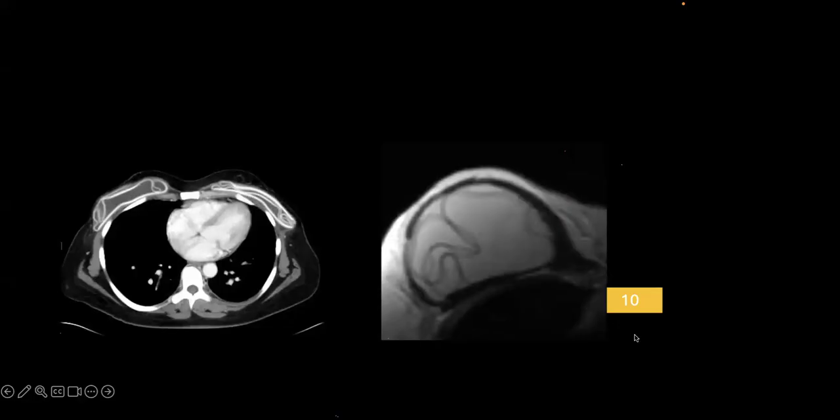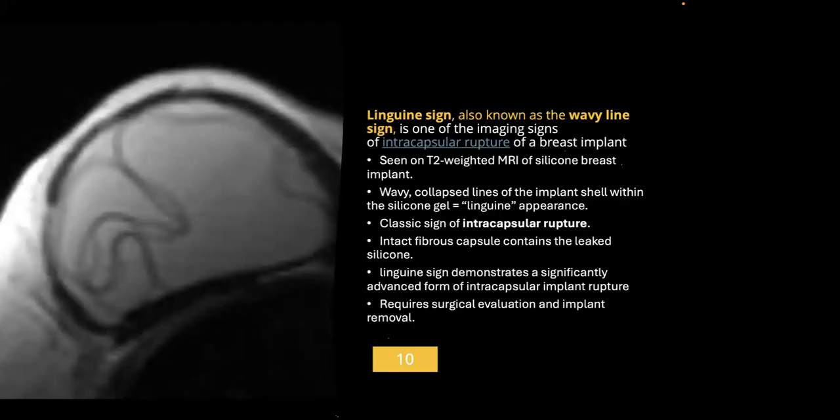Okay, how about this? It's a very classic appearance. You have to name the sign if possible. Yes, it's an intracapsular rupture, Rahul. It's the linguine sign. Very good. Also known as the wavy line sign. And it is a consequence of extensive intracapsular rupture.